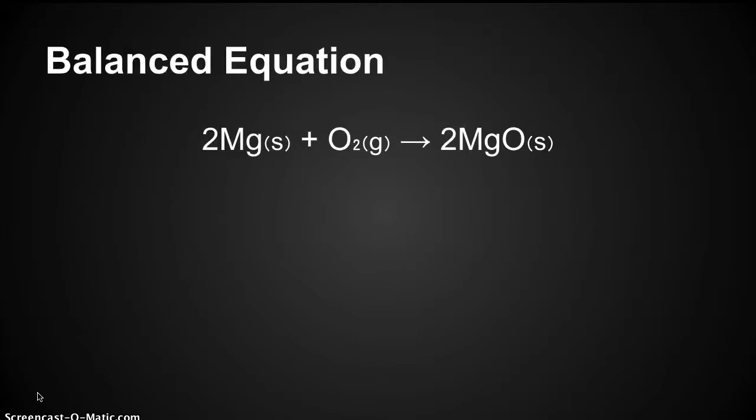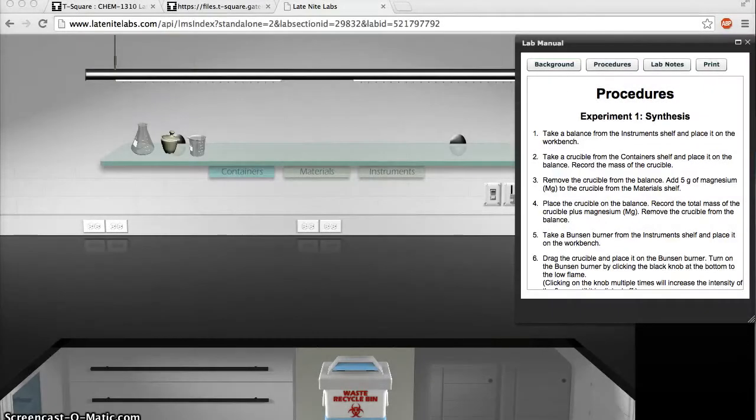Because oxygen usually exists as O2, we have 2 oxygen atoms on the reactant side, so we need to balance the product side out by adding a 2 in front of the magnesium oxide, which in turn means that we need to add a 2 before the magnesium on the reactant side of the equation. Now I'm going to demonstrate this reaction in late night labs.